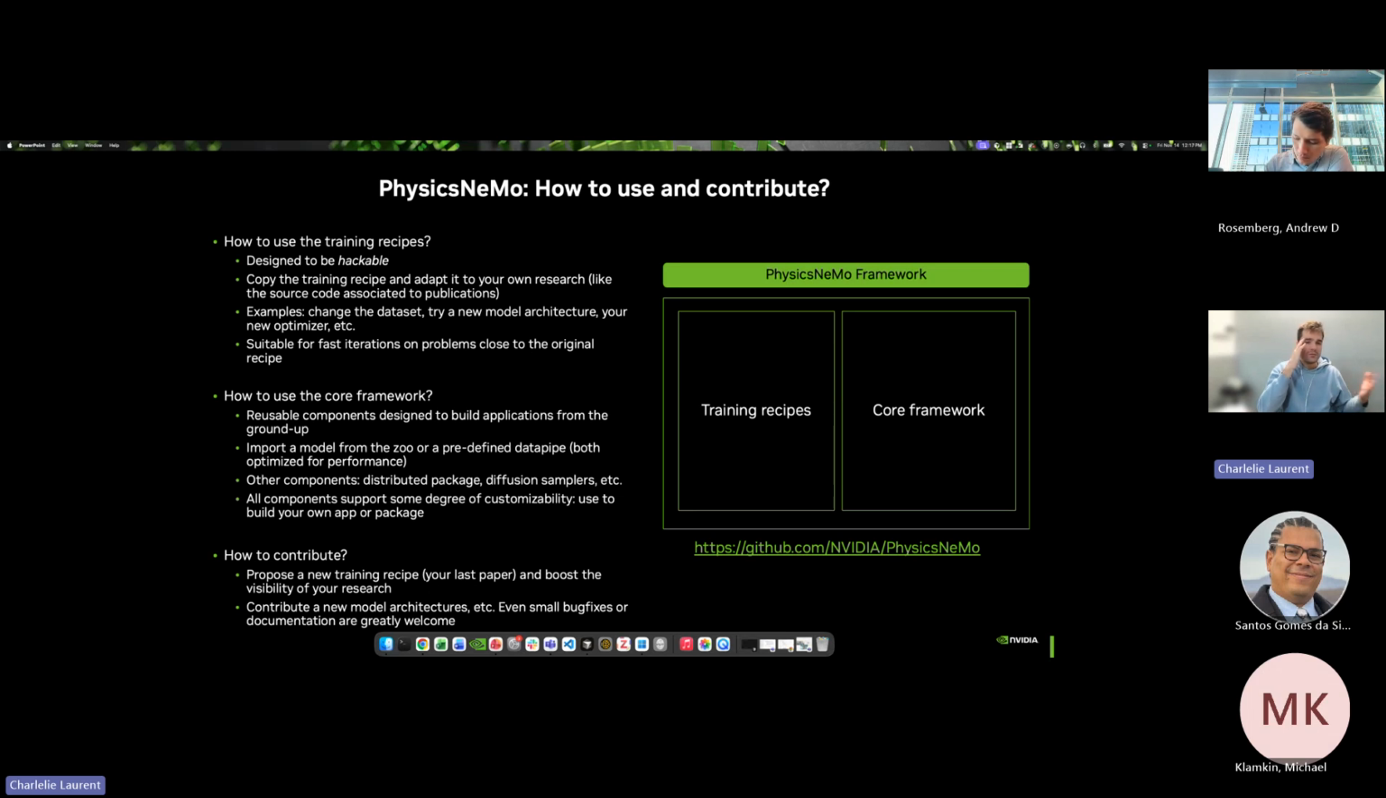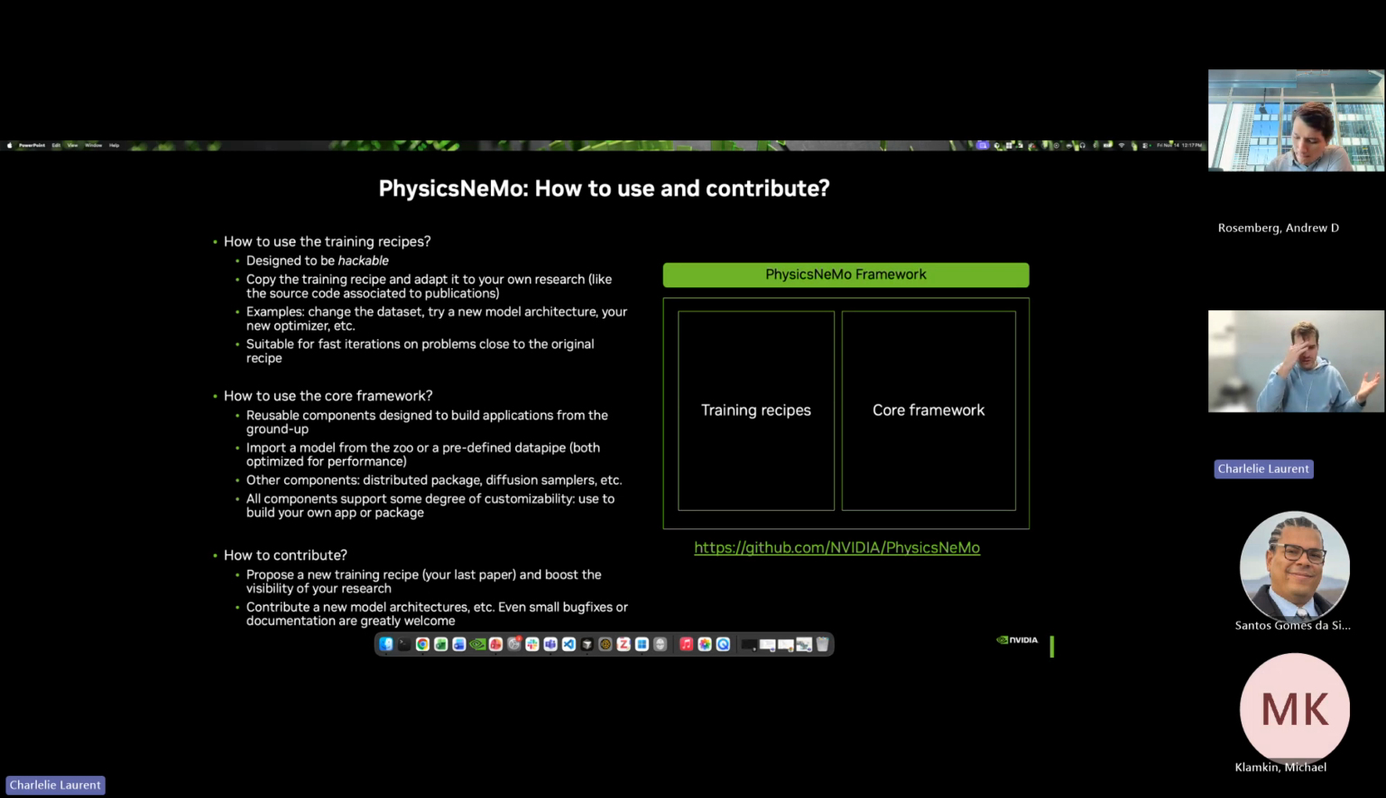So if you have a new problem, something I didn't say is that those things support some level of customization. For example, you can import an FNO and customize it. It's not a hard-coded architecture. You can customize some parts of it, and you don't need to re-implement the whole thing. The parts already implemented in PhysicsNeMo are optimized for performance, so this would make your training and your inference faster without the need to do it by yourself.